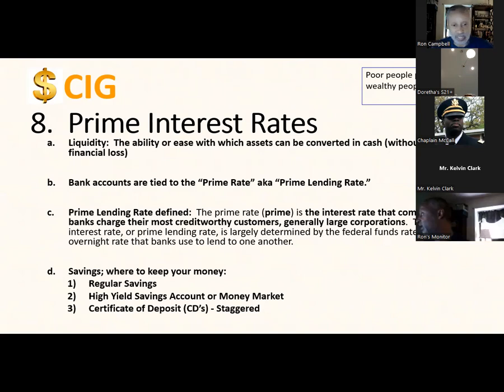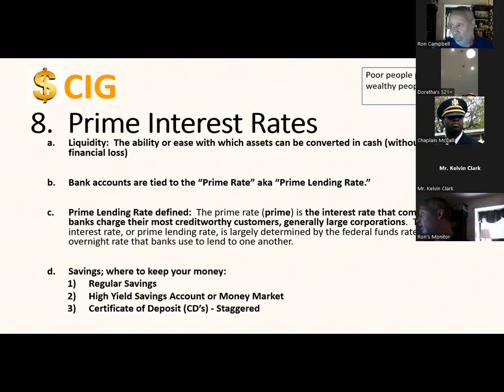So every sector is tied to the prime. The housing market may be 2% above prime. If the prime is 3.5, it'll be 5.5. Every industry or every sector is tied to the prime at a different rate. So just be aware that following the prime is important, even when you get interest rates at the bank.